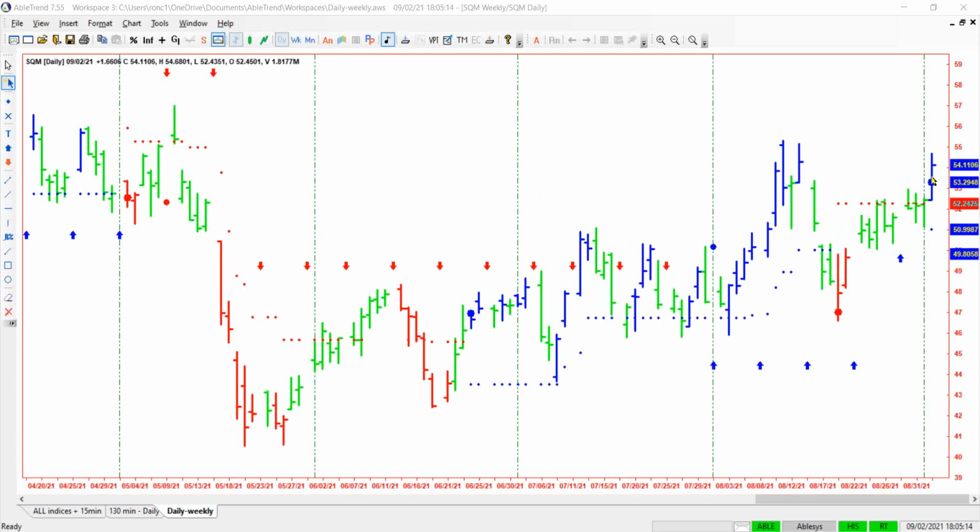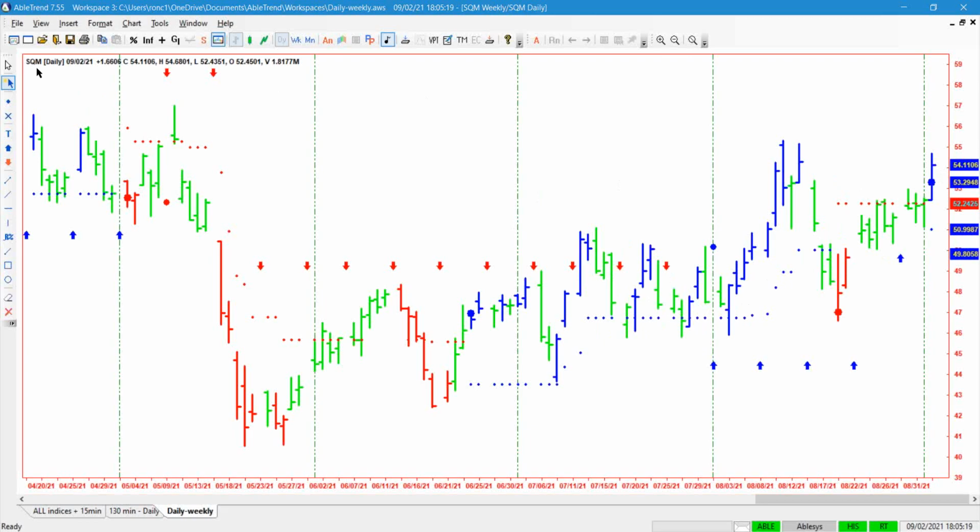Same thing in here. We got a new buy signal coming on the SQM. You can see the symbol right there in the upper left corner. It's also way on top of the chart here: SQM weekly, SQM daily. This is 2 time frames and 2 algorithms all combined into one chart. That's why it's so consistent over all these years.